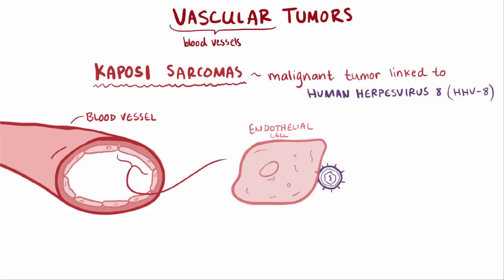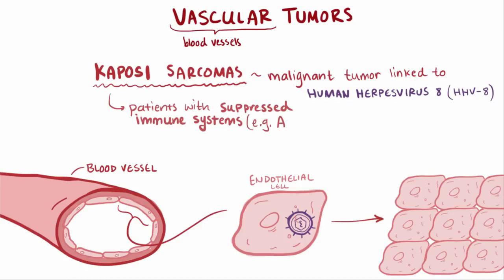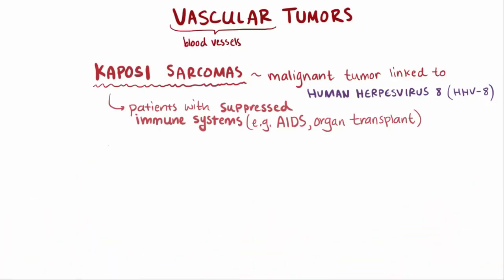This virus is thought to get inside the cells and cause the cells to replicate uncontrollably. This type of cancer is seen in people who have suppressed immune systems, and that's why it's one of the common diseases that you're at risk of getting if you have AIDS, and is a complication of organ transplant patients. The most common symptoms of Kaposi sarcoma affect the skin, causing purple and red lesions.